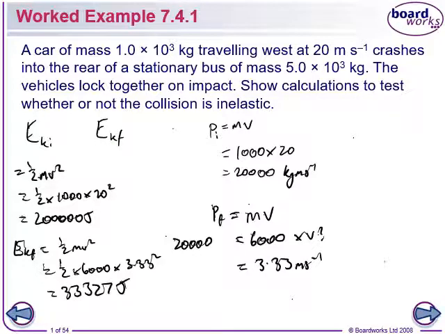Something like that. And so you can see this, as we expected, is an inelastic collision. Okay, we have lost energy. Our initial energy was 200,000 joules. After the collision, we have much less energy than that, so we have an inelastic collision.